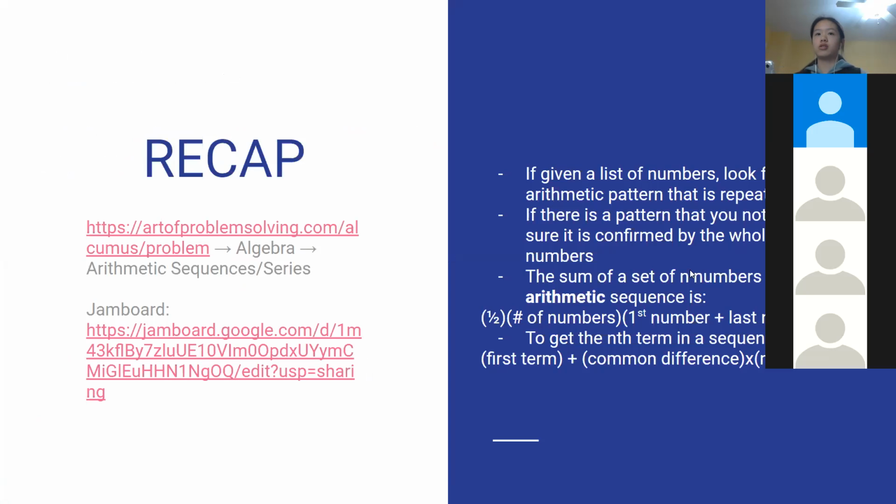So here's a quick summary. If we're given a list of numbers, we need to look for an arithmetic pattern that is repeated. In other words, to get from one term to the next, you need to add the same number each time. It could be added or subtracted, and the number that's added or subtracted is called the common difference. To find the sum of a set of n numbers in an arithmetic sequence, here is the formula. We're adding the first number and the last number together, multiplying by the number of numbers, and then dividing by 2.